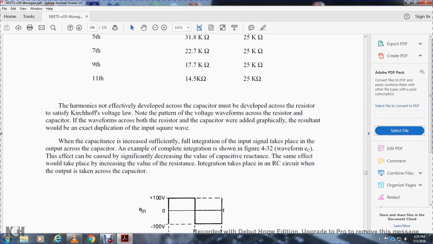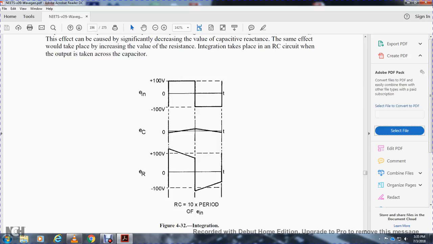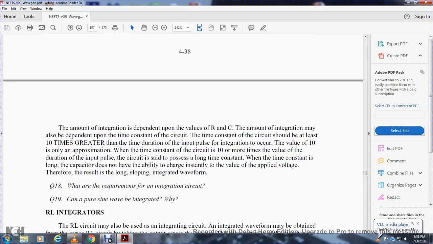An example of complete integration is shown in figure 4-32 with the voltage across the capacitor. Increasing the capacitance reactance has the same effect as increasing the value of the resistance. Integration takes place in the RC circuit with the output taken across the capacitor. Figure 4-33 shows the integration with RC equal to 10 times the period of the input voltage. The amount of integration depends on the value of the RC, thus on the time constant of the circuit.